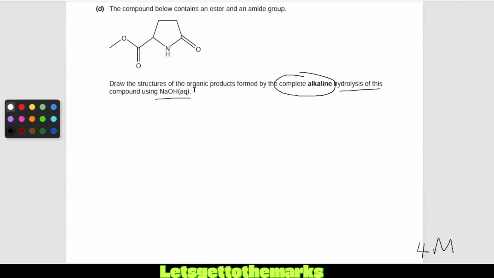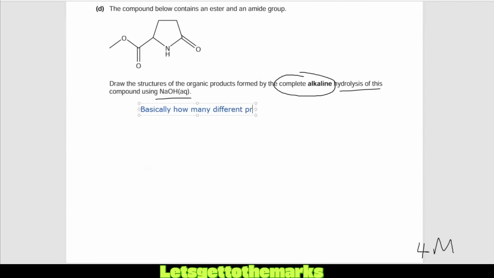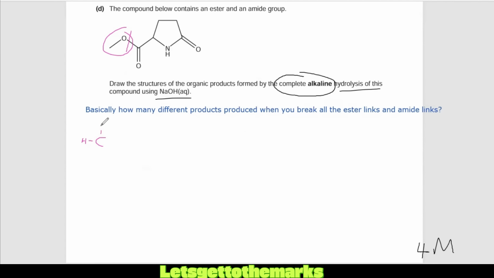What I would do is, when you do alkaline hydrolysis of this molecule, a little bit more complex structure, you've got amide links and ester links. You want to break all the ester and amide links and see what different molecules you can make. You want to come up with 4 different structures based on breaking the ester and amide links. It's worth 4 marks, 1 mark for each structure. Pause the video, have a go.